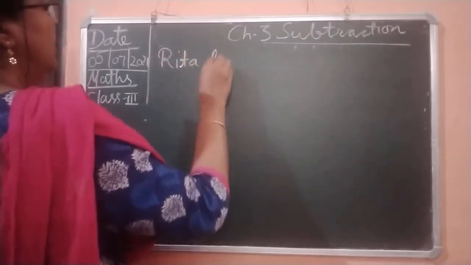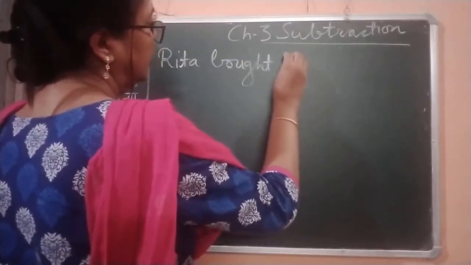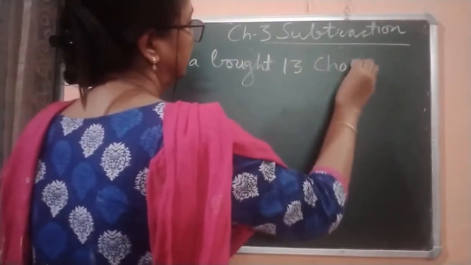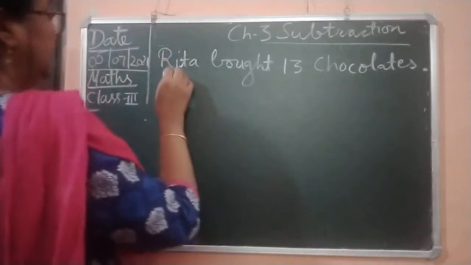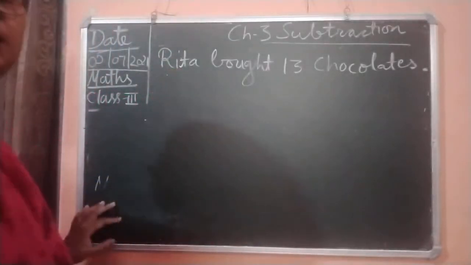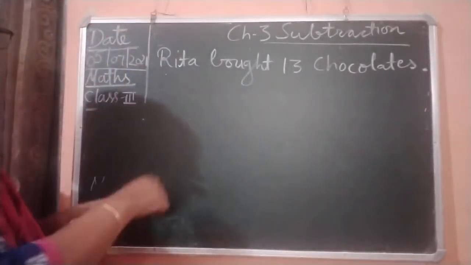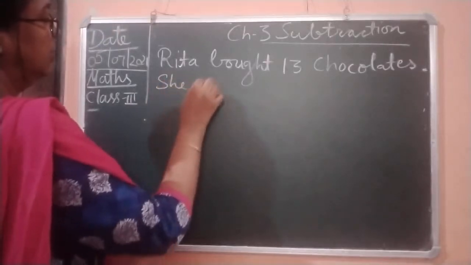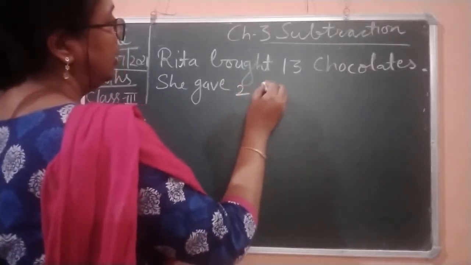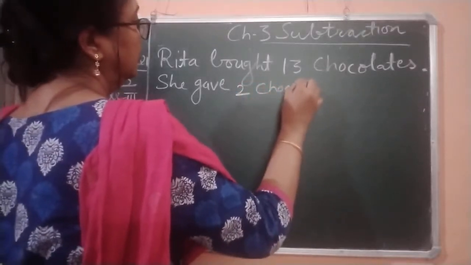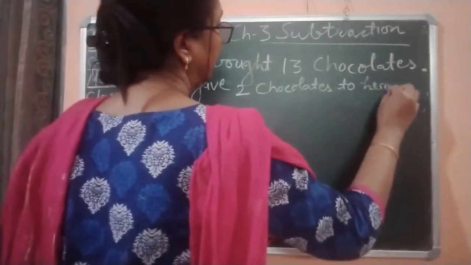Rita bought 13 chocolates. She has given, or you can say she gave, how many chocolates? She gave 2 chocolates to her sister.